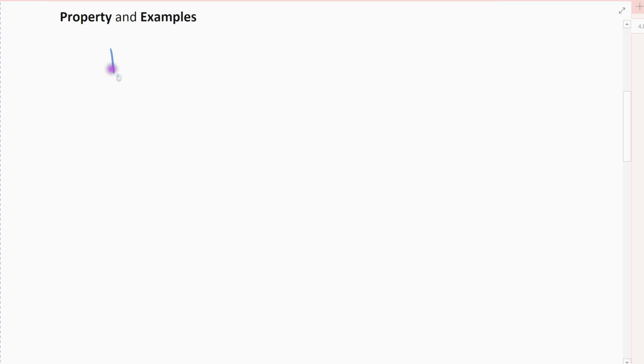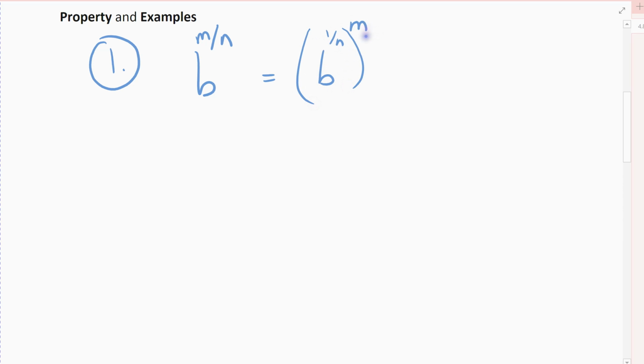All right, so the first property that we're going to talk about is really just how to rewrite it. So if I have b raised to the fractional power m divided by n, well, I can take b raised to the fraction part, 1 over n, and then raise that to the m. It's the exact same thing. B raised to the 1 over n, and then that whole thing raised to the m.